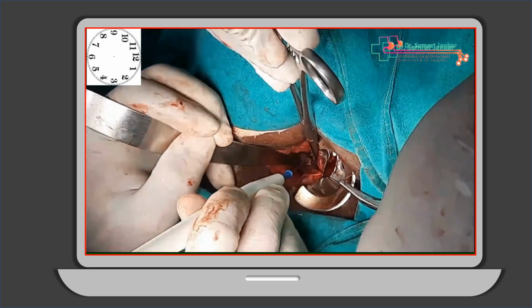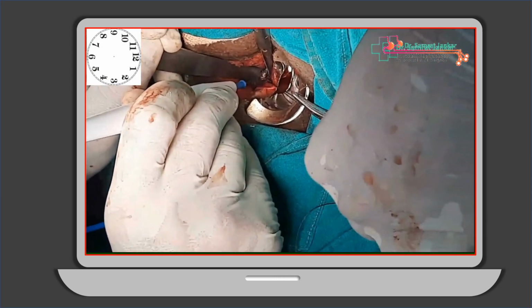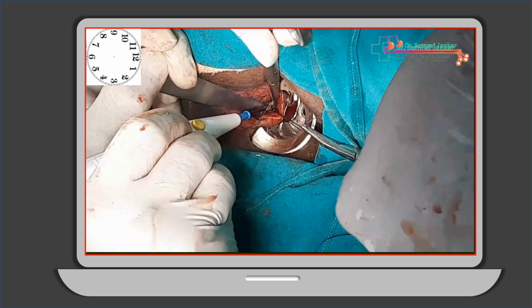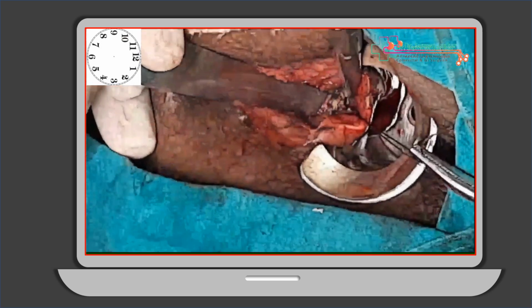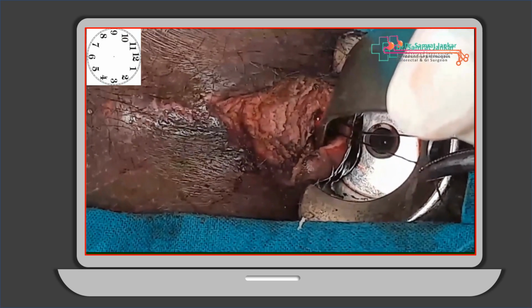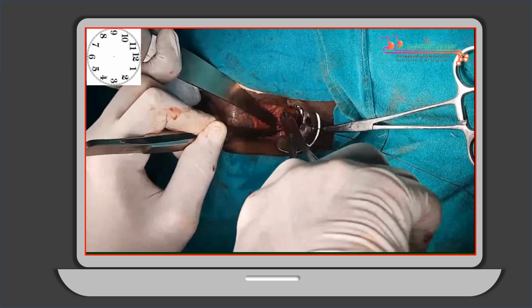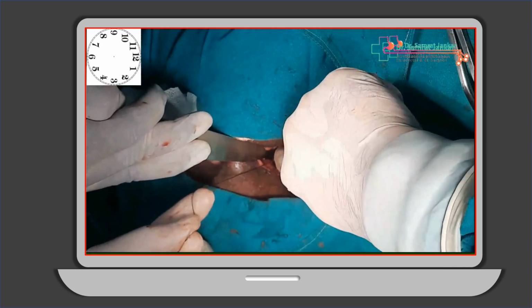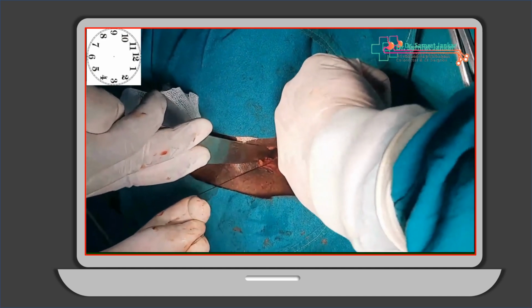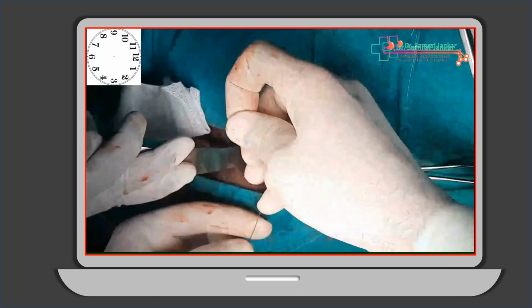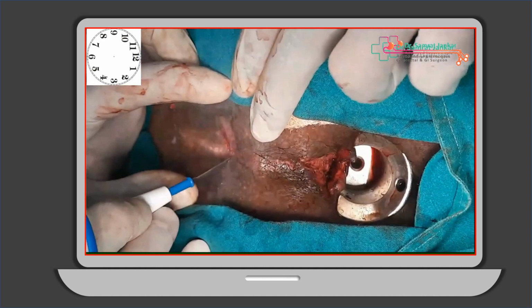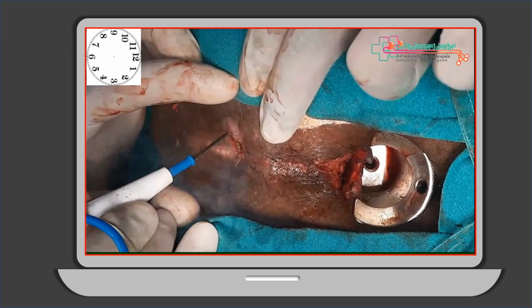Again we hooked up the tract, divided it partly, hooked it up again, and then divided the tract completely. After division of the tract, we can appreciate the hydrogen peroxide only in the intersphincteric space, meaning proper division has happened. The tract has been ligated on the internal and external sphincter side. This patient has healed after 3 months.